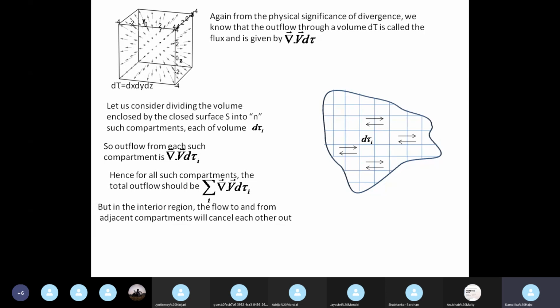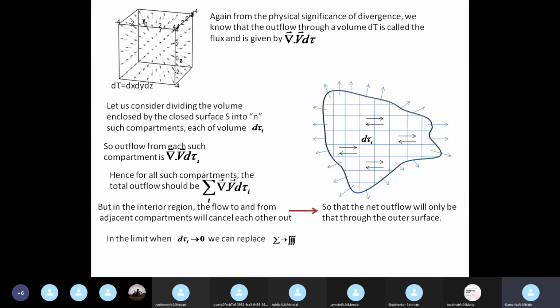Now just remember one thing, these compartments are not actually present. We have imagined dividing the enclosure up into such compartments. Okay, so the net outflow will only be that through the surface. Only the compartments that are lying at the surface will have something flowing outside, apart from what is flowing inside. So basically, what is remaining of this summation is that flowing out through the outer surface.